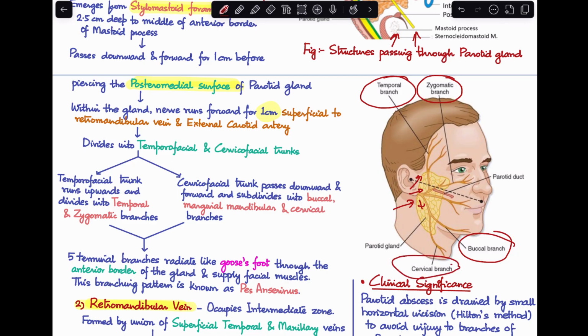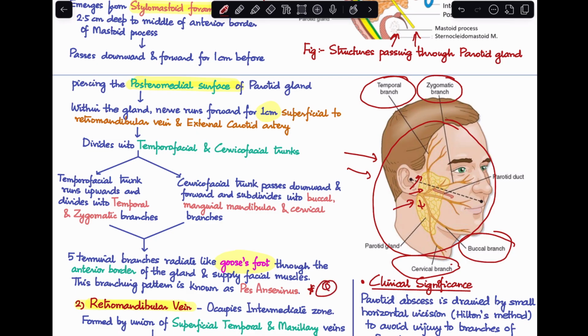So you see this image that you're seeing over here, this goose, all the five branches going from above to below, all these five terminal branches of the facial nerve, they look as if they are a goose's feet. Because they look like goose's feet, and they are actually leaving the gland through the anterior border of the gland. So the facial nerve enters through the posteromedial surface, and it exits through the anterior border of the gland. And this branching pattern that looks like a goose's feet is known as pes anserinus.